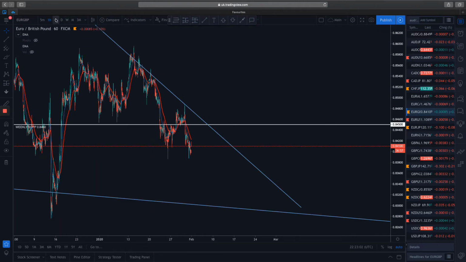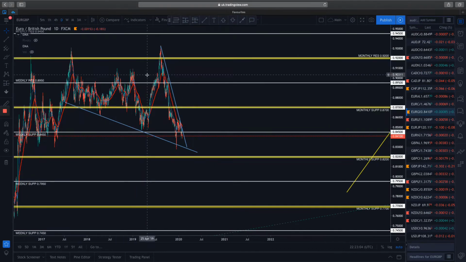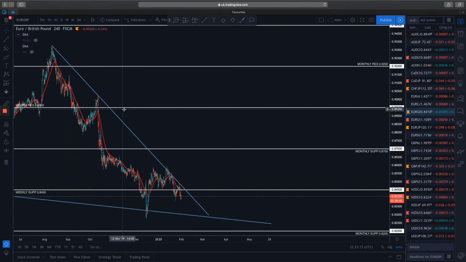Euro pound, I just have it on watch just because price is being squeezed, and where we had that euro strength last week, it hasn't correlated with euro pound, which is interesting, especially because we obviously had the pound strength towards the end of the week as well. So interesting how price is being squeezed here.